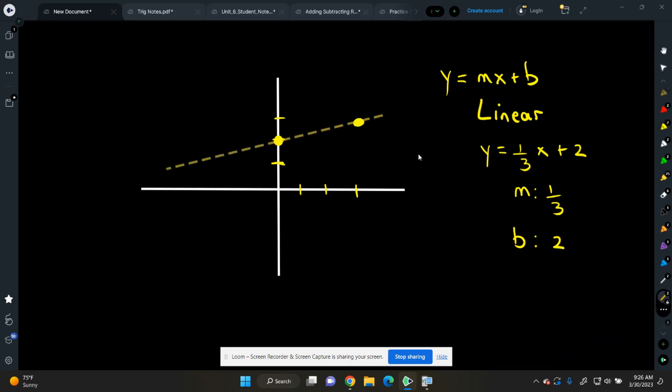It's a straight line. Is it always a dotted line? No. It shouldn't be a dotted line. I drew that because this is not actually what we're doing today. This is just a reminder, okay?